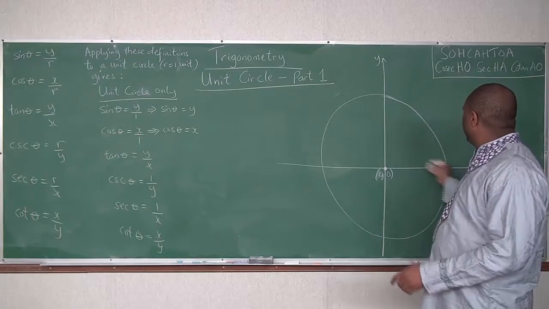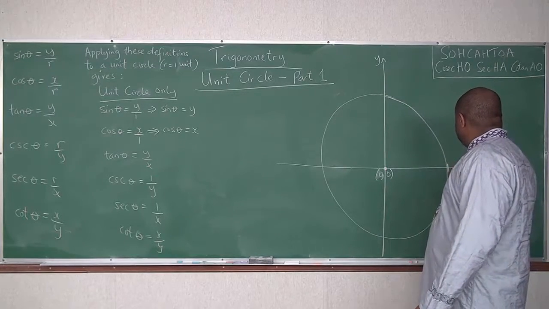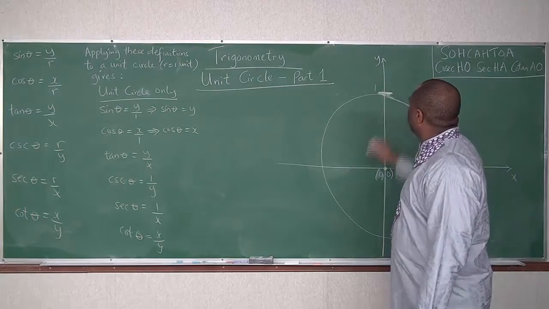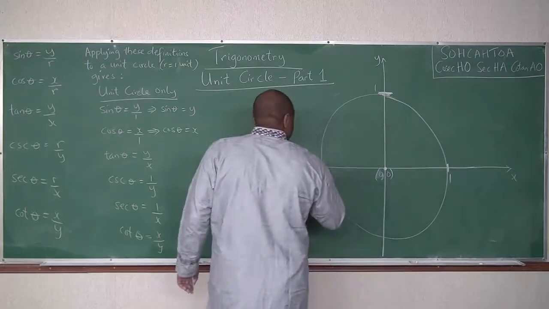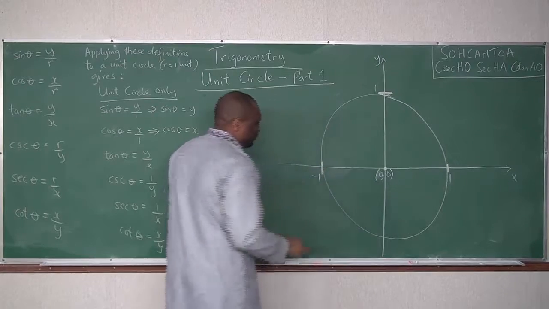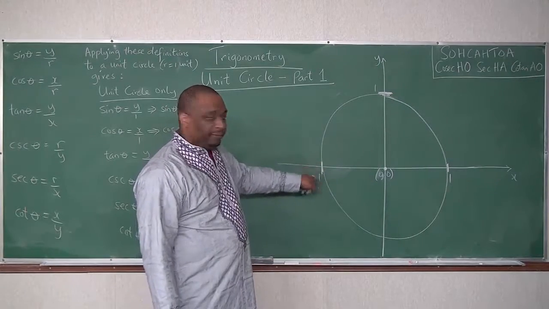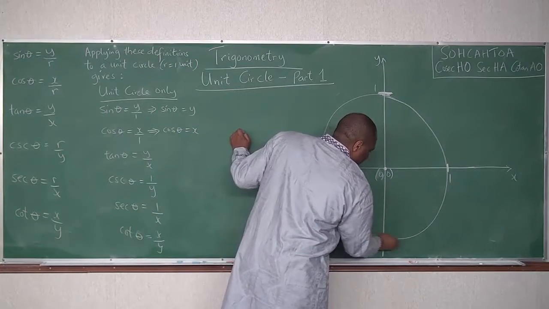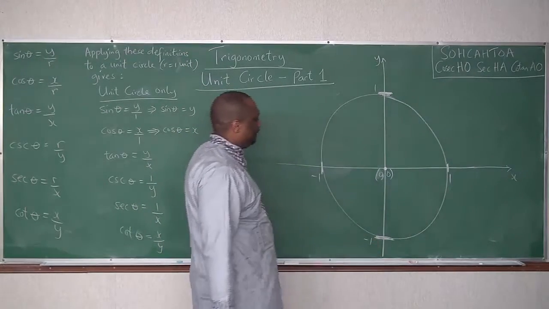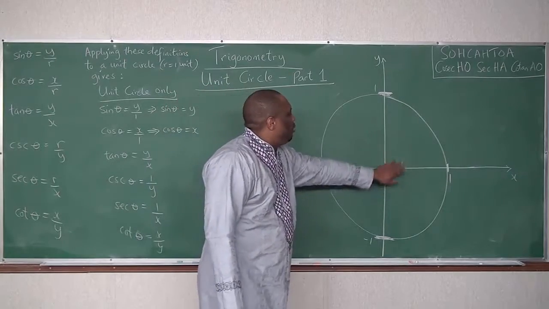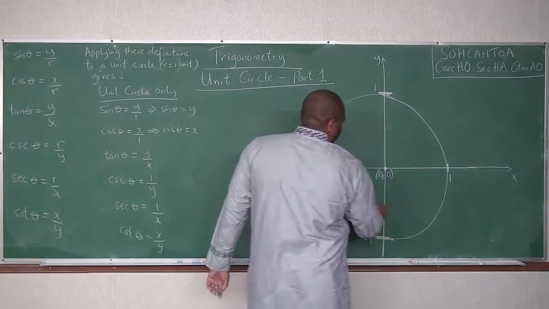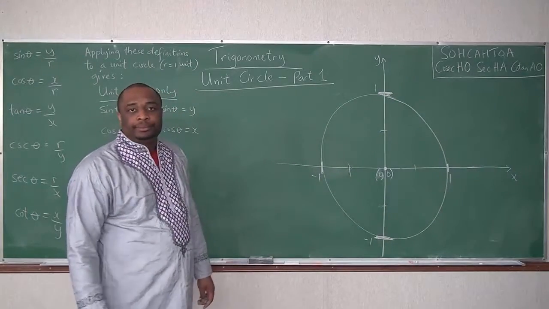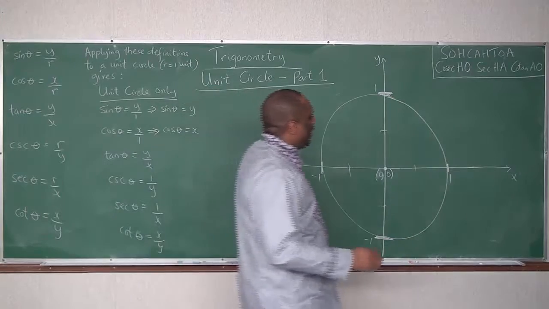So this is 1, this is 1, this is 1, this is 1. But it's negative 1 for x in this direction, and this is negative 1 for y. The radius is 1 all around.